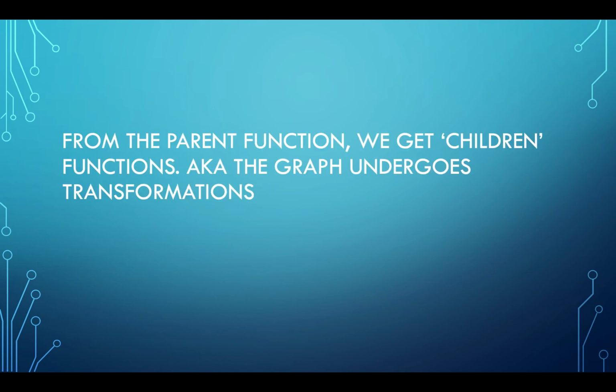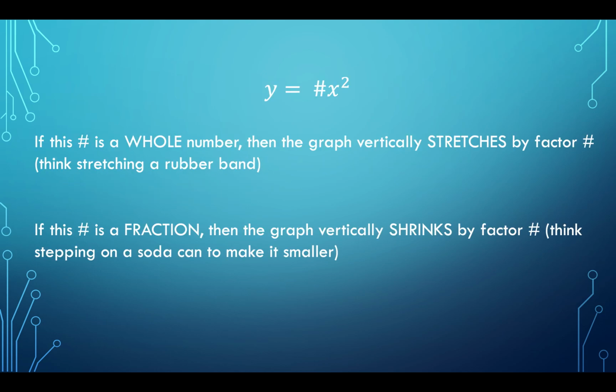So we're going to go over how to figure out what's going on with each of those graphs. If you have y is equal to a number times x squared, and I'm just using the number sign here instead of, if you're looking in your textbook, it might have the letter a there. If this number is a whole number, and by whole number I mean any positive number, 1, 2, 3, 4, 5, and so on, then the graph is going to be vertically stretched by a factor of whatever that number is.